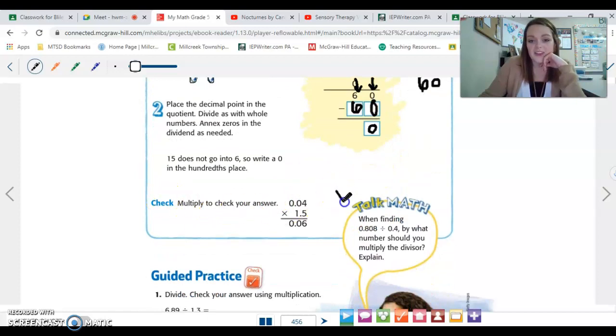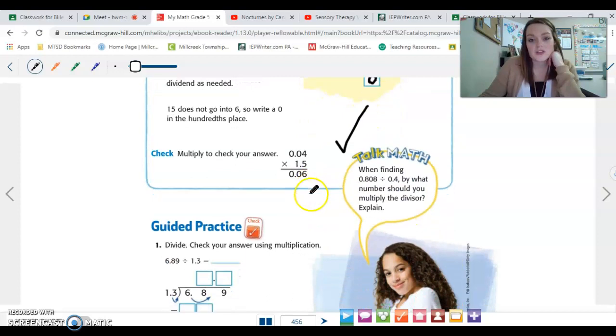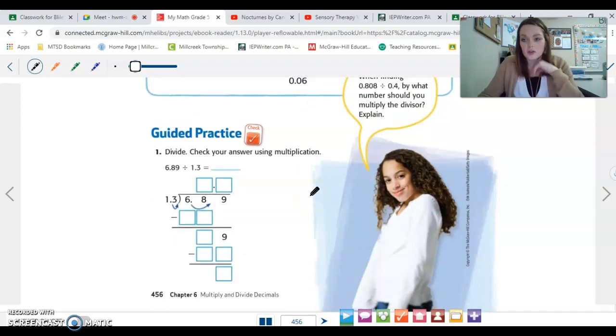As you can see, they checked. Our answer does work. They did the opposite of division, which is multiplication, to check for our answer. Mrs. Bliley is going to do one more problem for you, and then I have some problems for you to do on your own. So it says divide, check your answer using multiplication. We have 6 89/100 divided by 1 3/10. Okay, they have it set up for us. Remember, the first step that we do is we multiply by 10 to move that decimal one place value to make it simpler for us to divide.